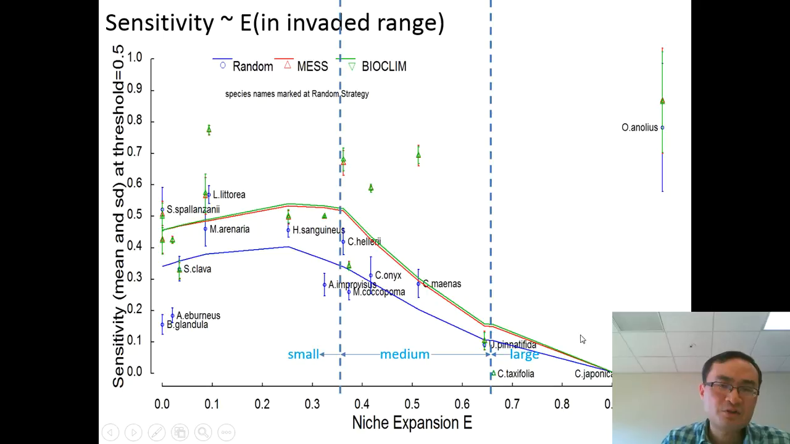If we further divide the niche expansion into 3 regions, from small and medium to large, and look at the model's performance in the small region, we can find that MESS and BioClim generally can improve the model's prediction performance compared with the model using the random selection strategy. But such an advantage diminishes as the niche expansion index increases.